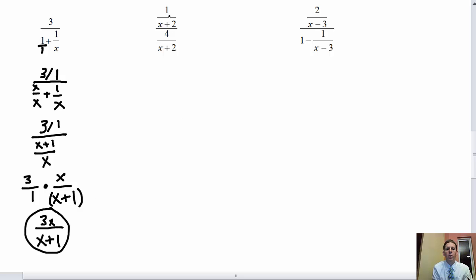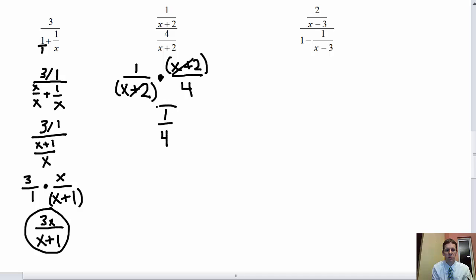For the second problem, we already have a fraction divided by a fraction. So this problem, most of the work has been done for us already. We have 1 over x plus 2 times, flip and multiply, this will be x plus 2 over 4. Again, you can put the x plus 2 in parentheses. Because these are factors, you are allowed to cancel something that's the same in the top and bottom. We can cancel out the x plus 2 here, and you're left with 1/4. Hey, that was easy.